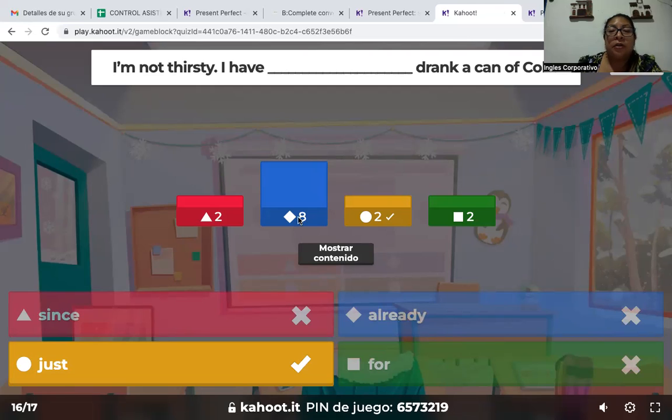Todavía tenemos algunas malas, varias malas. Okay, I just drank a can of Coke. Okay, también en este caso no sería de algo que acaba de pasar recently, sino que es como solamente. En este caso, just is the same meaning of solamente. Okay, I just want to walk. I didn't take the bus today because I just want to walk to my house.